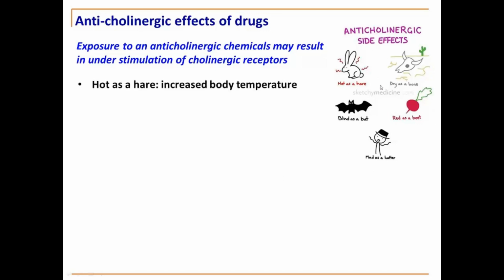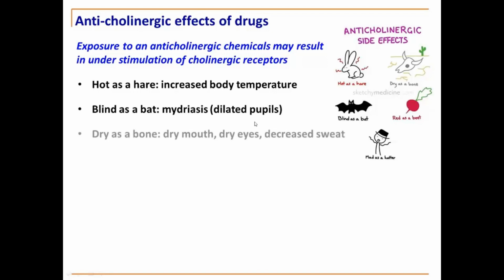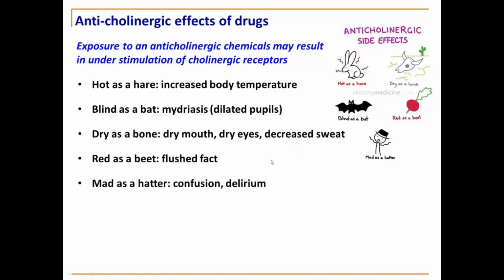So you may be hot as a hare, so body temperature increases. Maybe blind as a bat, leading to dilated pupils. Dry as a bone: dry mouth, dry eyes, decreased sweat. Red as a beet: flushed face. And mad as a hatter, so confusion and delirium.